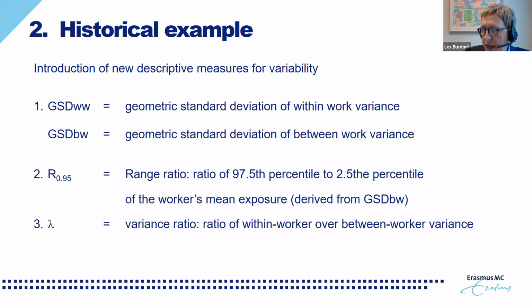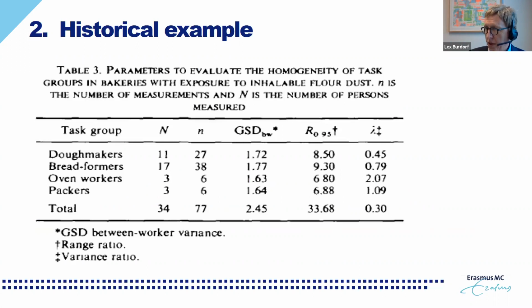And then the third, and I think a very critical measure, is that researchers started to argue, yes, but how is the within worker variance related to the between worker variance? That's what I started to do in my study in 1994 also. I started to calculate these measures.